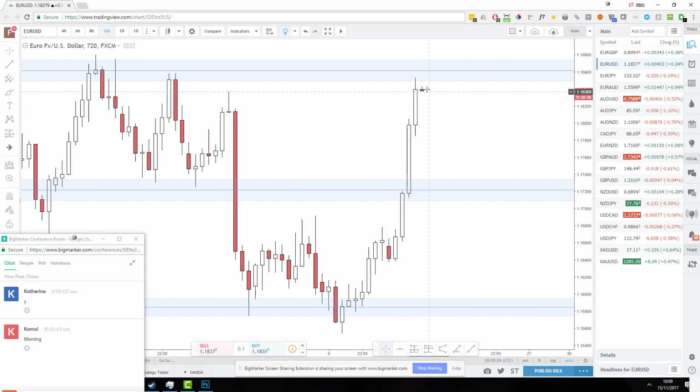So what I want to do is watch this current candle and see how this one plays out over the coming 11 hours and 50 minutes. If this turns into indecision, so if it stalls out at this resistance area, this might give us a nice potential short trade.